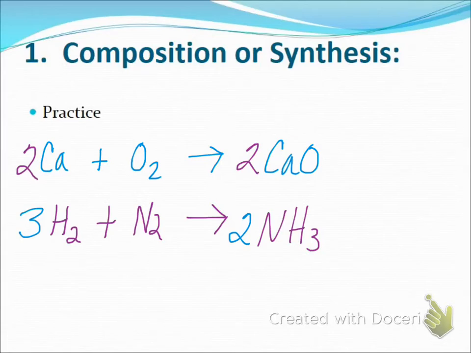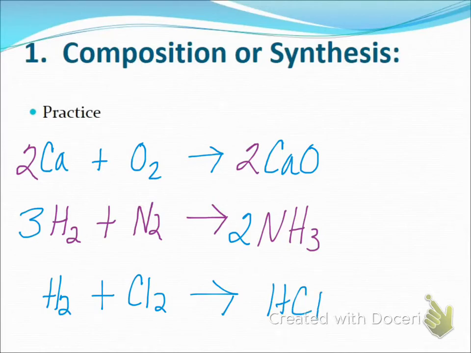Number 5. We have hydrogen and chlorine. How do I write those? H2 plus Cl2. They are both going to form HCl, hydrochloric acid. And how do I balance that? Put a 2. Now we're done. Okay?